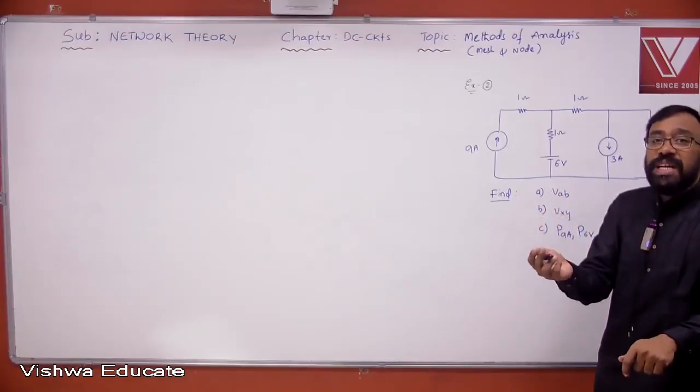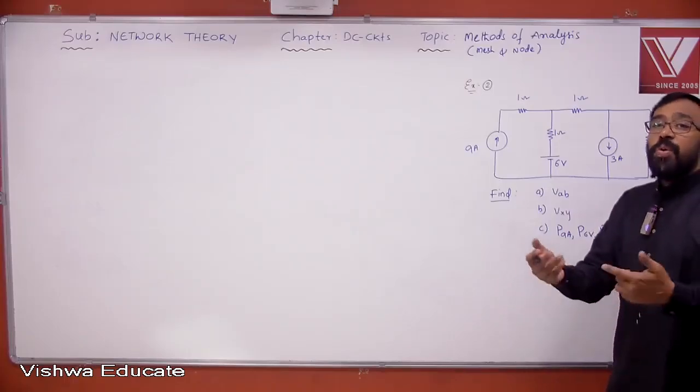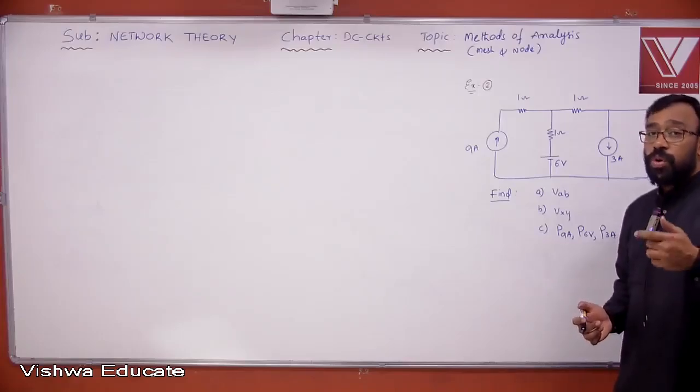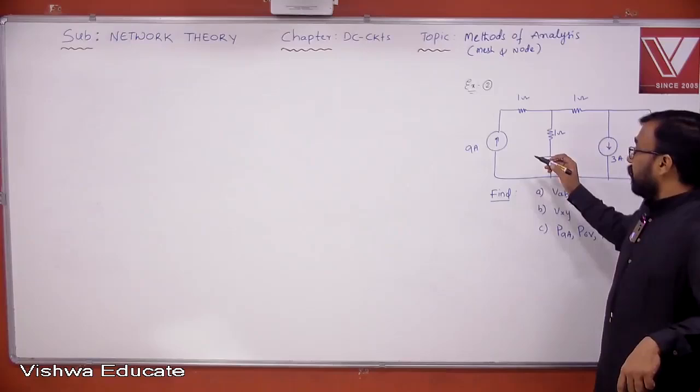Then it leads to the super mesh. And I'm sure that you're going to get more equations. You are not going to get the minimum number, you are going to get the maximum number of equations. So therefore, that logic let us implement.